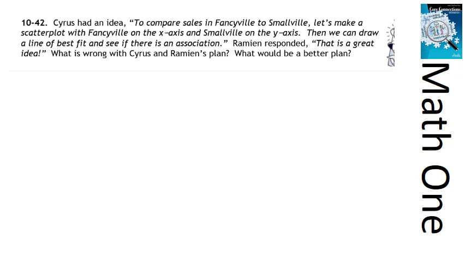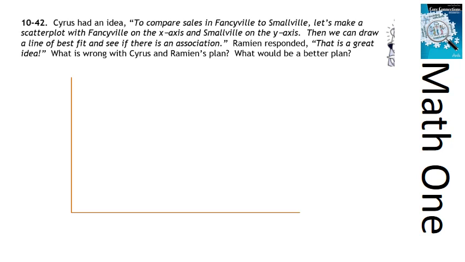Ramian responded, that's a great idea. And then the question is, what's wrong with Cyrus and Ramian's plan? What would be a better plan? So I'll just say that the thing about a scatter plot is, and I'm just grabbing an XY axis here, what you really want to see is each piece of data should have two numbers associated with it, right? So each house could be, you could be looking at square footage and cost, for example, or number of rooms and cost. So each one of those has two numbers associated with one physical item.